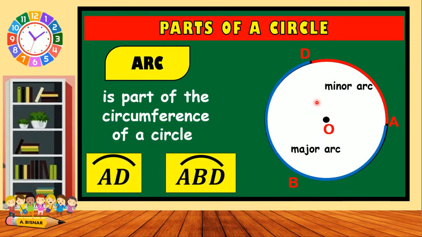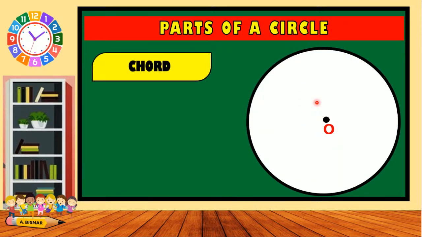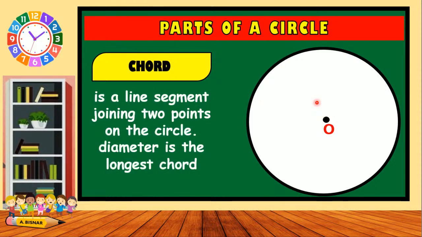Next one. Chord. Chord is a line segment joining 2 points on the circle. So, ibig sabihin, kahit hindi siya dumaan sa center, then, it is a chord.